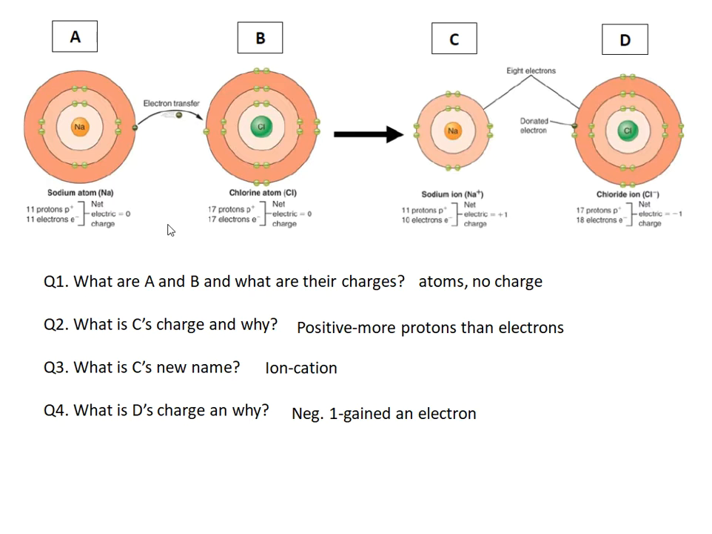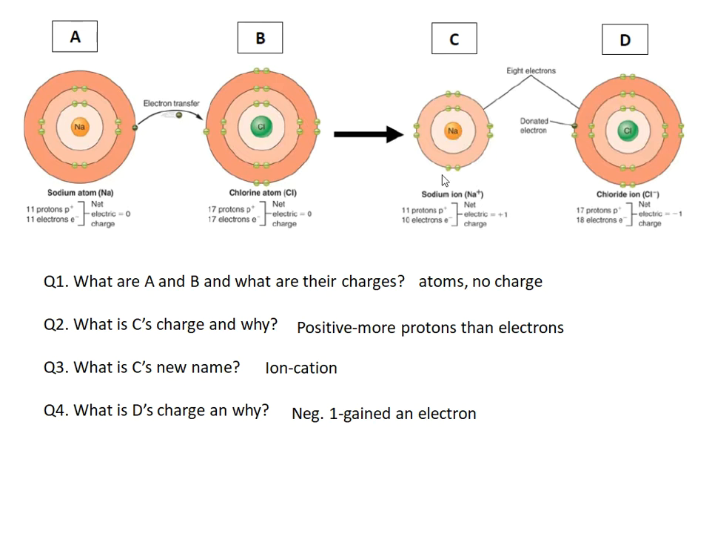What are their charges? 0. Net electric charge, 0. Atoms are electrically neutral because they have equal numbers of protons and electrons. Now let's move to the right side of the equation. Question number 2 was, what is C's charge and why?